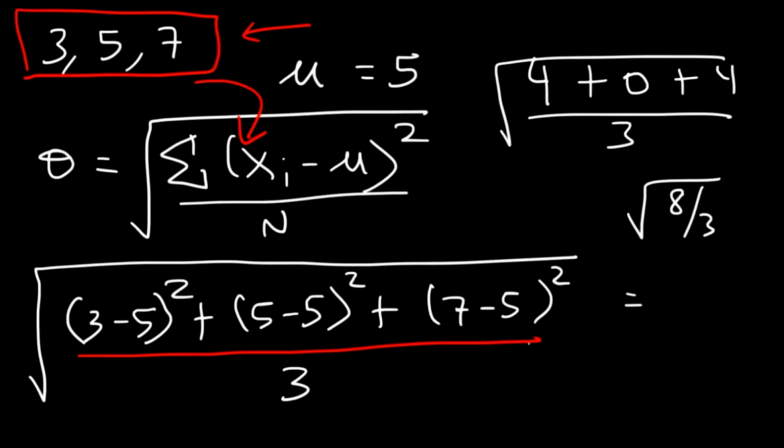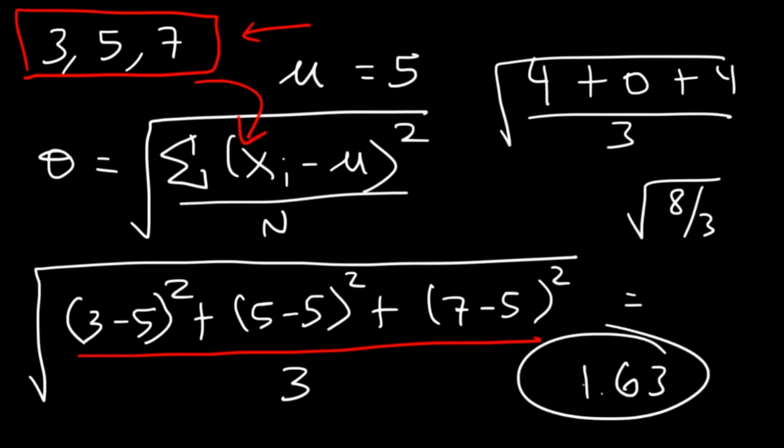8 divided by 3 is about 2.67. And if you take the square root of that, you're going to get 1.63. So that's the standard deviation for 3, 5, and 7.